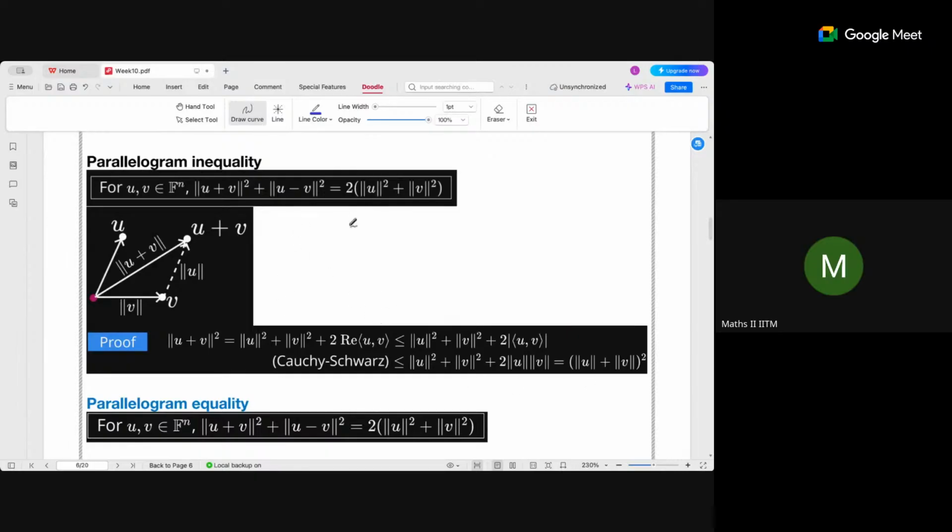Okay, so the same thing we can use, and then you will get 2 times. Yes, it's correct only. So here you see that it's actually an inequality.